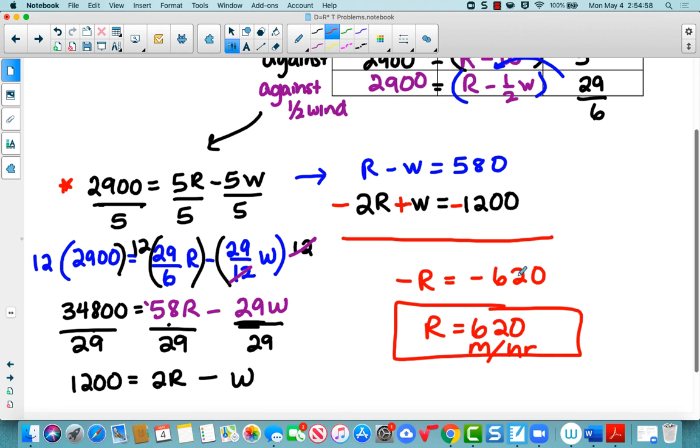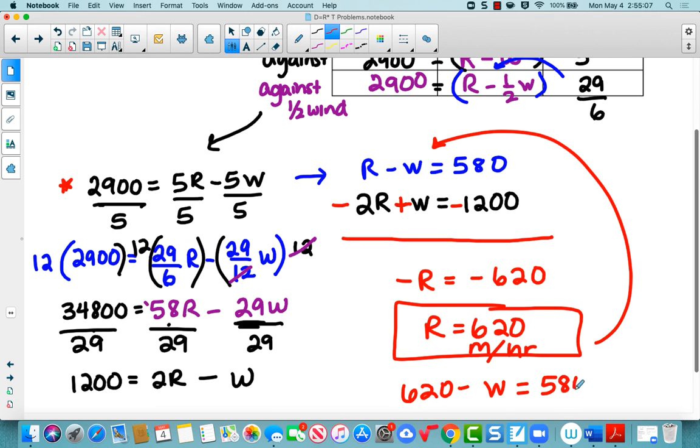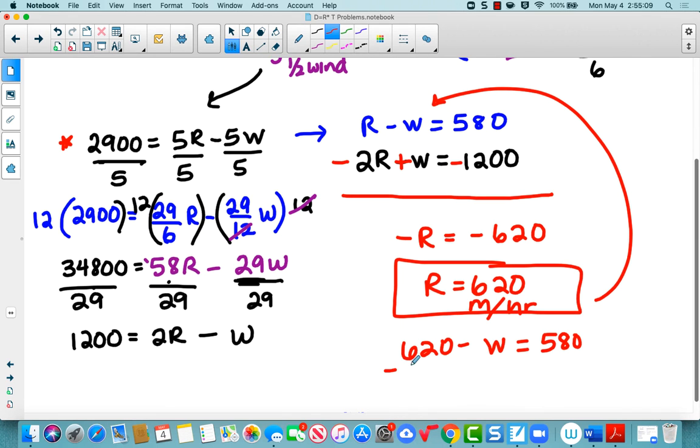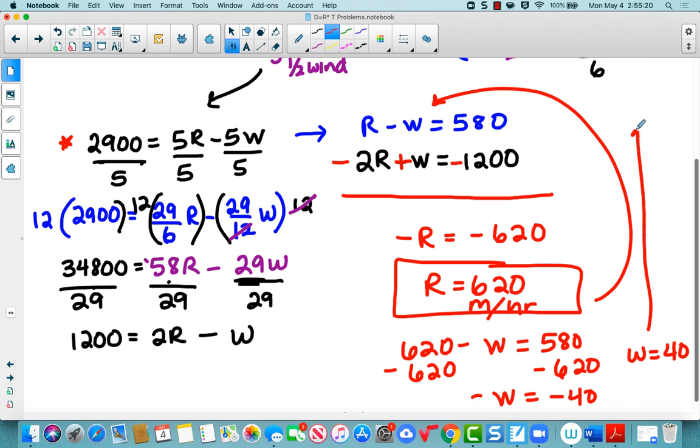To find the wind, I'm actually going to plug it into this first equation. So 620 minus W equals 580. And so once I subtract 620, I can see that I get negative W equals negative 40, so W equals 40. So that tells me that my wind speed is 40 miles per hour. And there are my two answers.